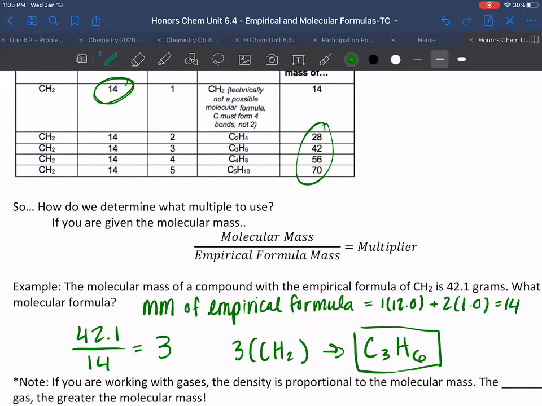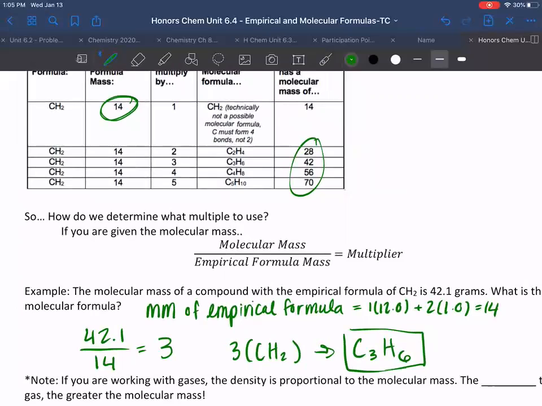Okay, the only last thing I want to note is that if you're working with gases, density is also proportional to the molecular mass. So the denser the gas, the greater the molecular mass. So if I'm telling you that there's 2 unknown gases, one has a density of 5 grams per mil, one has a density of 10 grams per mil. One of them is CH4 and one of them is C2H8. C2H8 will have the more dense value. So any questions on today's material?